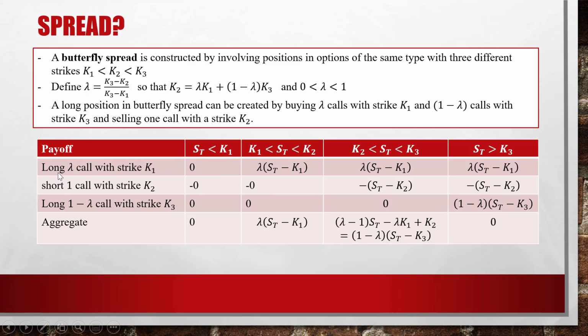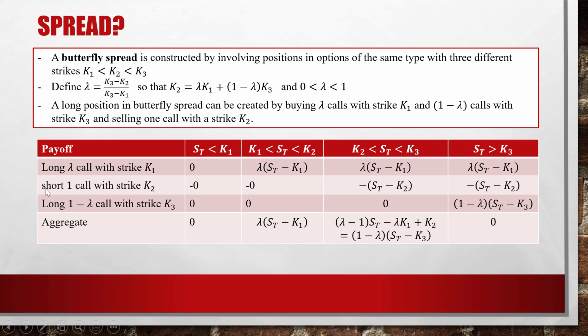So let's consider the first one, long lambda calls with strike K1. Here, when the stock price is less than K1, then the payoff is 0. When the stock price is greater than K1, the payoff should be lambda times (St minus K1). See that? So it's 0 at the first place and lambda times (St minus K1) at the other 3 places. Remember, this is a call, so the payoff function is (St minus K)+. For the put function, we got K minus St, but for the call function, we got St minus K.